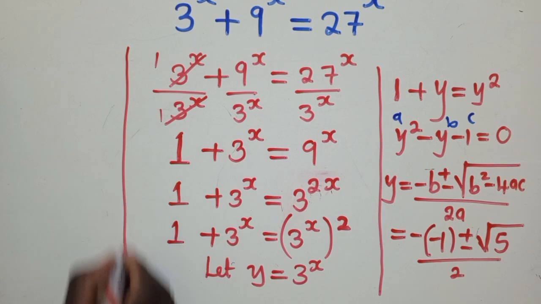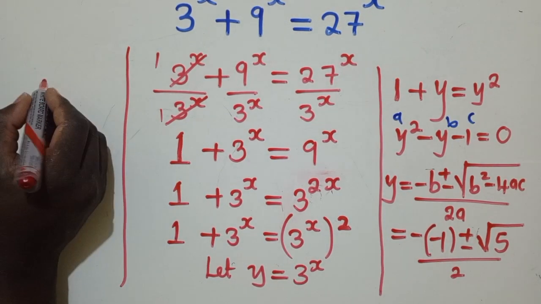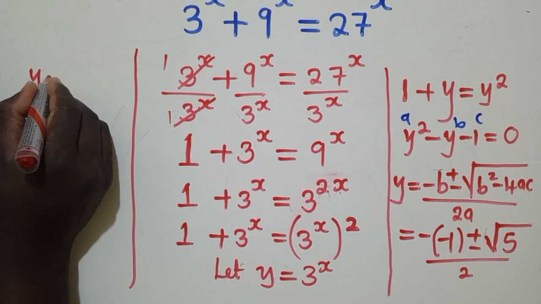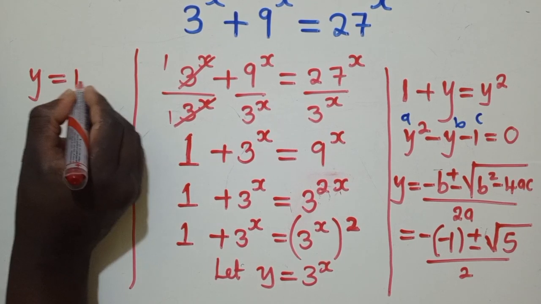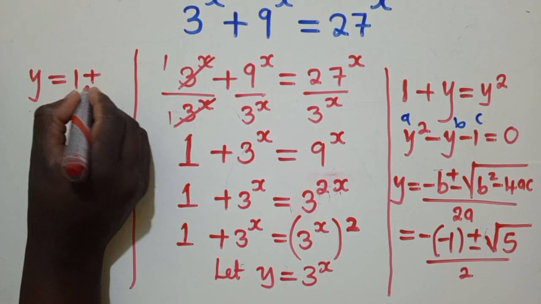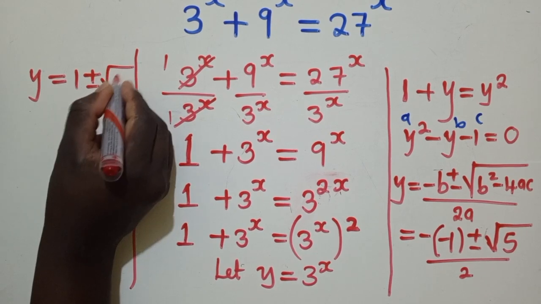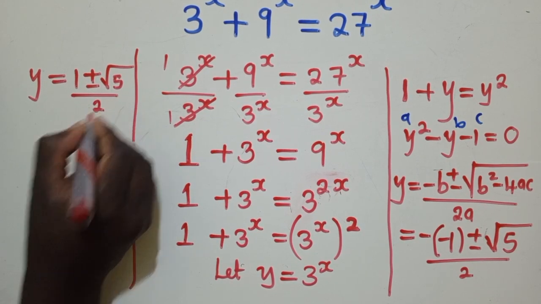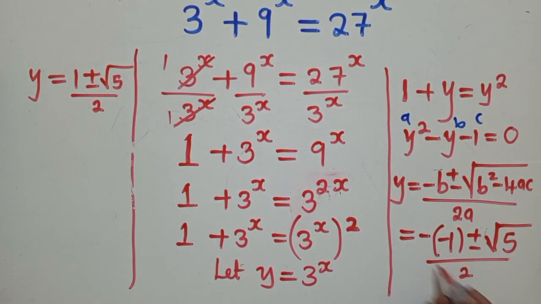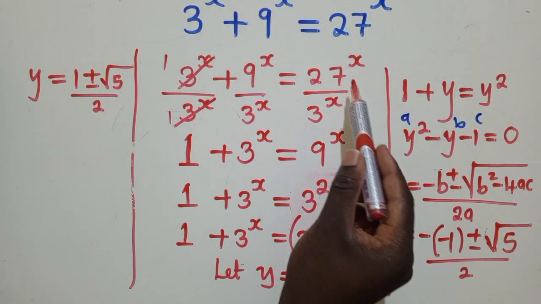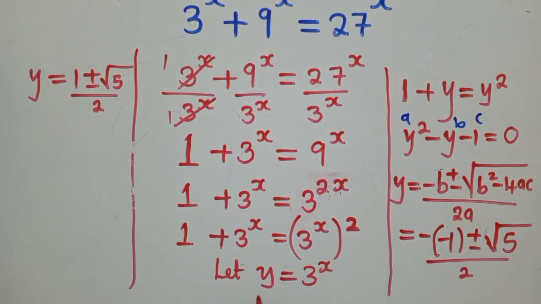So when we simplify here, we are going to get our y is equal to 1 plus or minus root of 5 over 2, okay? So when we do this, of course, we found the y. But the question asked us to find the value of x. So we have to come back to this spot here. That's why we said let.